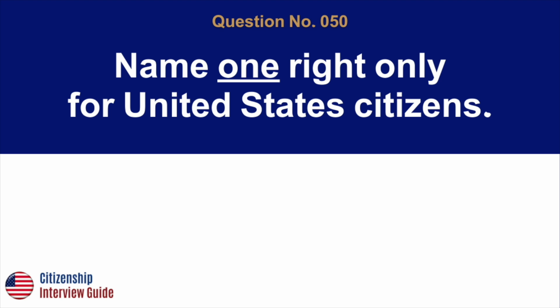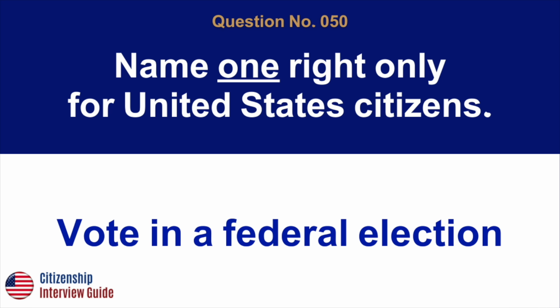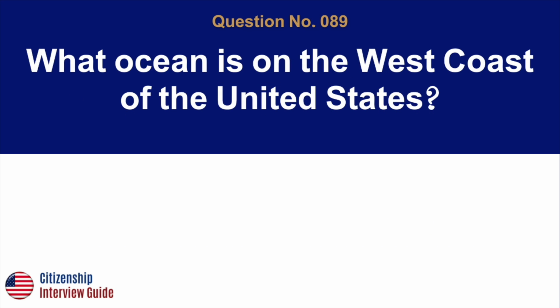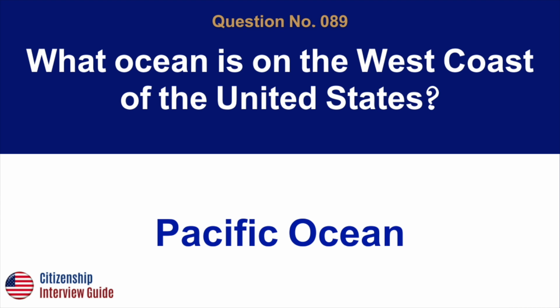Name one right only for United States citizens. Vote in a federal election. What ocean is on the west coast of the United States? Pacific Ocean.